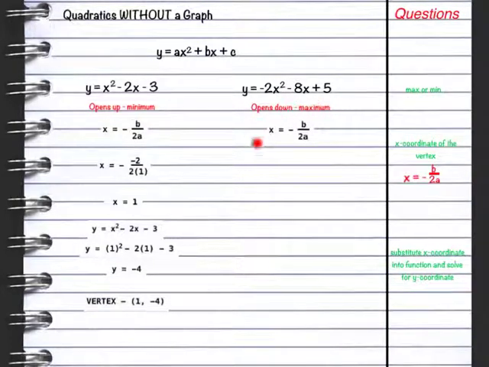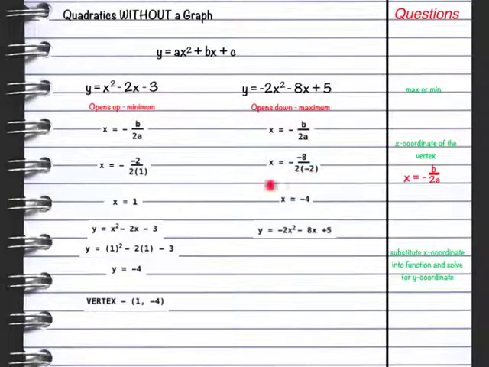So I want to go ahead and use x equals negative b divided by 2a to find my vertex. This will give me my x value. I'm going to take my b value of negative 8 and my a value of negative 2 and plug them into the equation. Once I plug in, go ahead and simplify. And that's going to give you x equals negative 4.